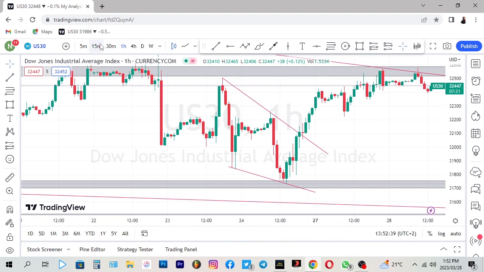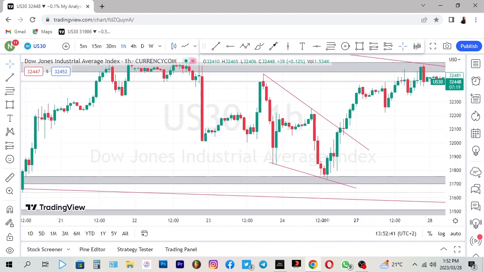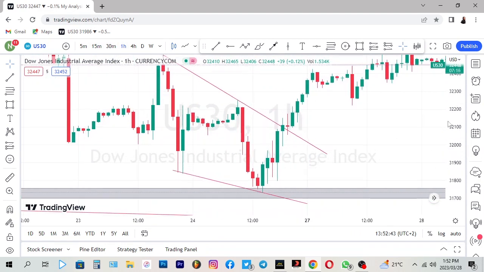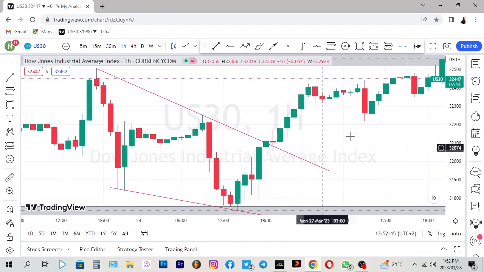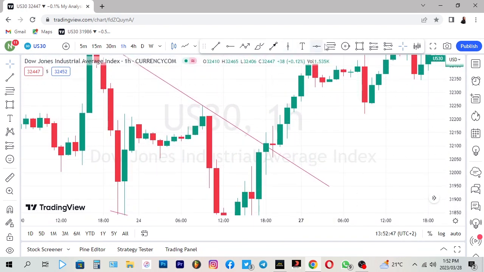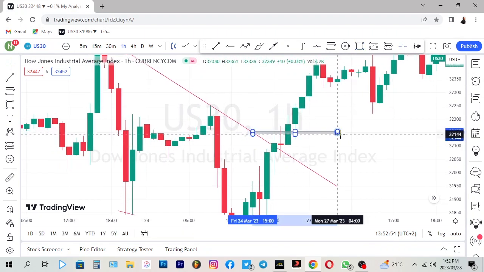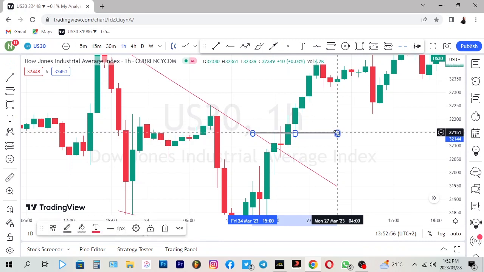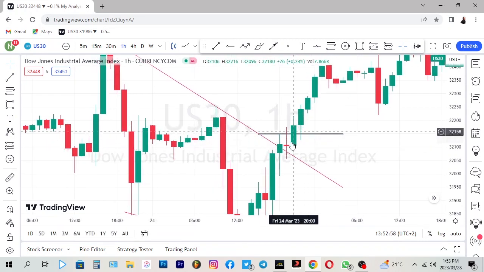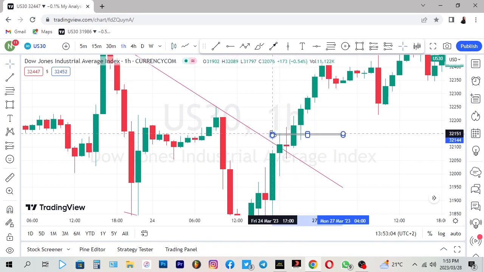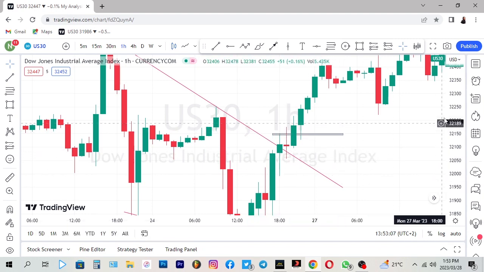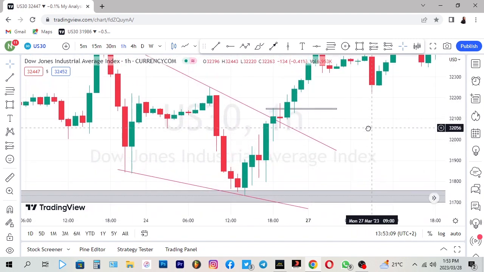So what do we do? We go to our 15 minutes. We highlight our highest, the body only, or you might as well take the wick, but then it will be a late entry. We want to see what happens. We want to see the market breaking this on a 15 minute. That's our entry. We take entries on 15 minutes.